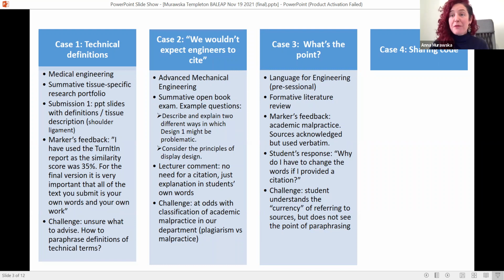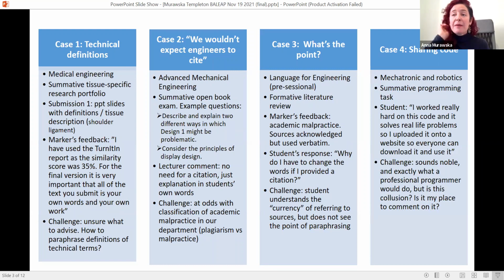And finally, my fourth challenge came in a conversation with a mechatronics and robotics student who was very proudly telling me about this long and complicated code he wrote. So the student was so proud of his code that he actually made it open source and uploaded it to a website for others to download and use.